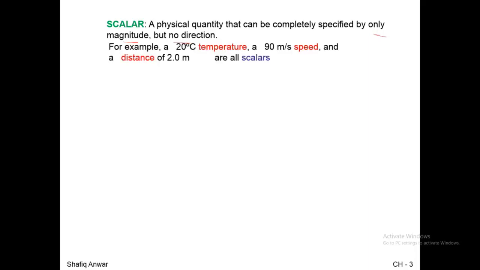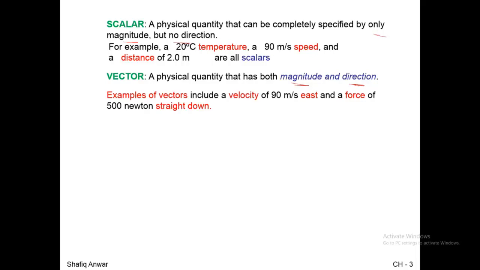Scalar quantities, as I told you, can be completely specified only by the magnitude, no direction. For example, 20-degree temperature, a speed of 90 meters per second, a distance of 2 meters are all scalars. Vector, magnitude and direction both. Examples of vectors include velocity. For example, I say 90 meters per second east.